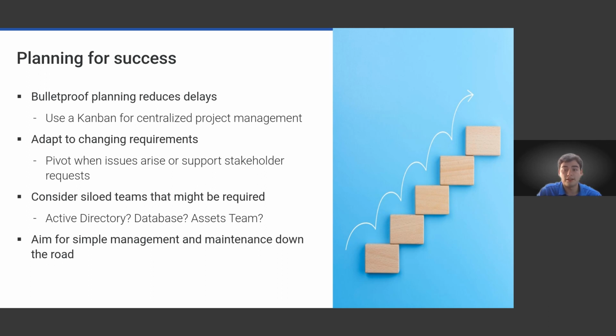So to prevent delays in development, you can also consider which siloed teams might be required. Maybe it's an Active Directory team, a database team, maybe it's an asset team to create some testing accounts or dummy data, or to get some third-party software licensing. And this is just an easy way to avoid delays down the road that can postpone crucial testing.